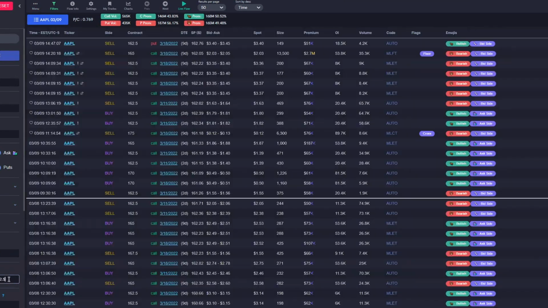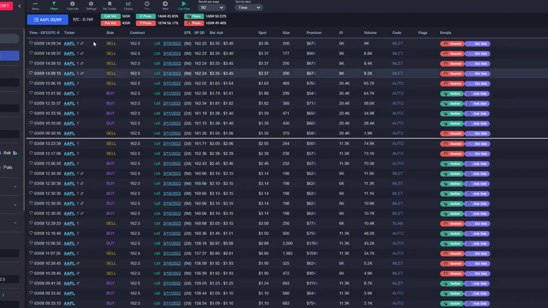162.50. So it's going to only give us that strike. And we can just go calls because we just saw the calls are being the most traded. So when we get this information, what we're going to do is we're going to go to the charts up here, right on the page.